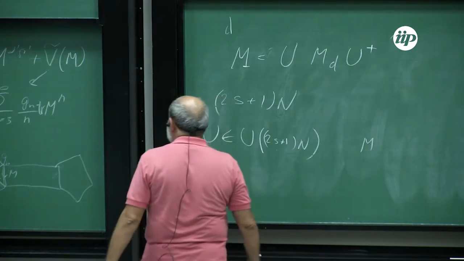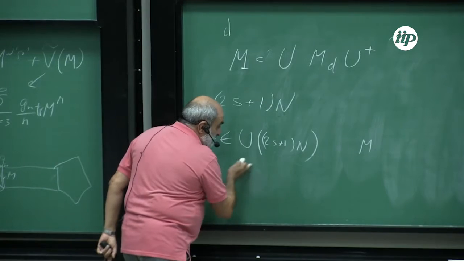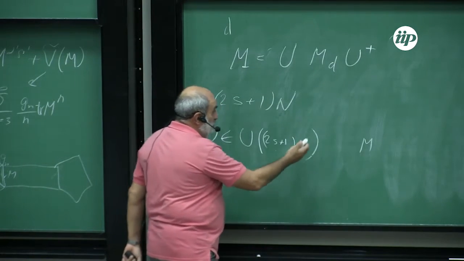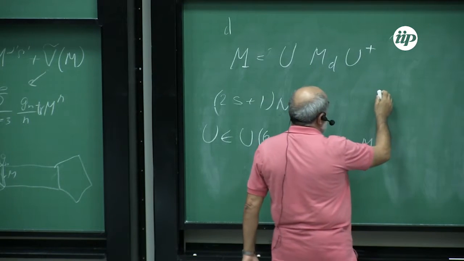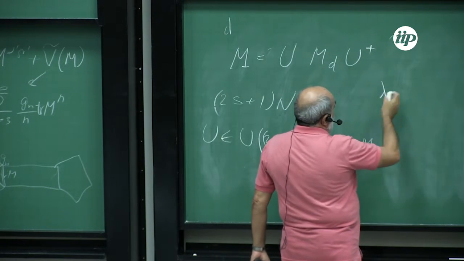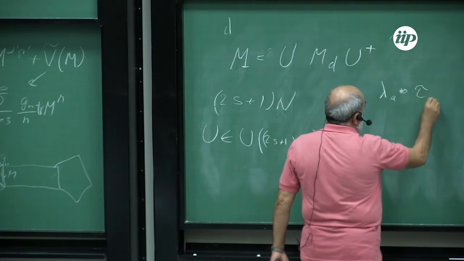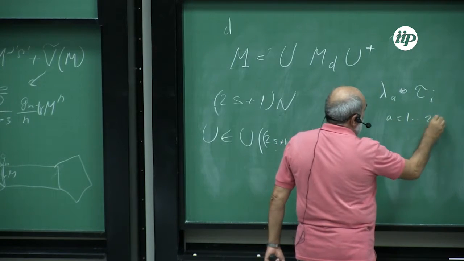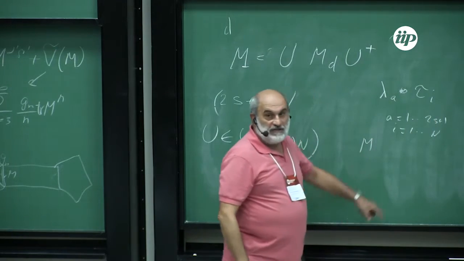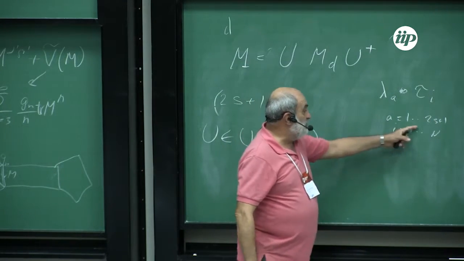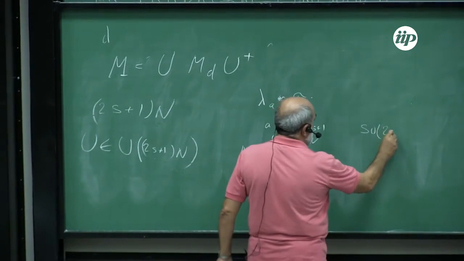Then you see here the generators of this group can be written as a product of generators, lambda A direct product with tau I. A is running from 1 to 2S plus 1, and I is running from 1 to N. Those are the generators of U(N) and the generators for SU(2S plus 1).